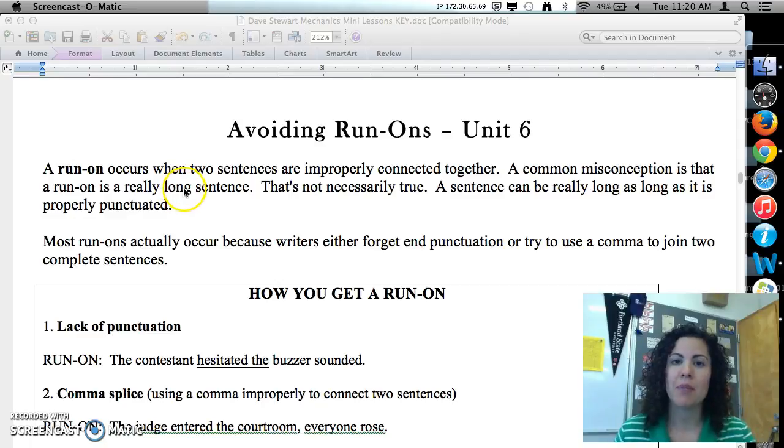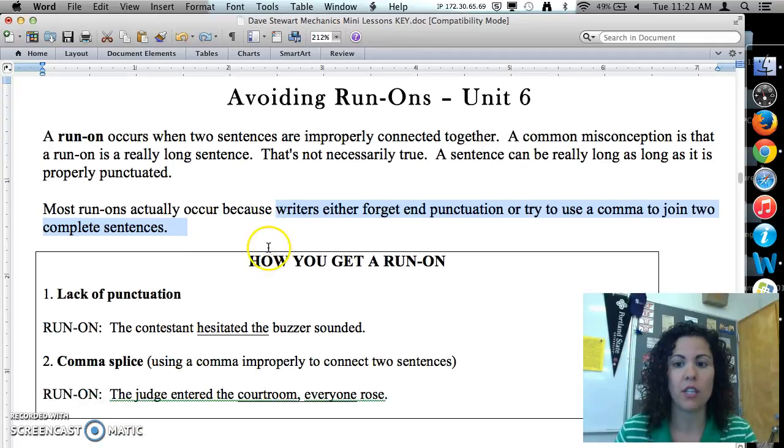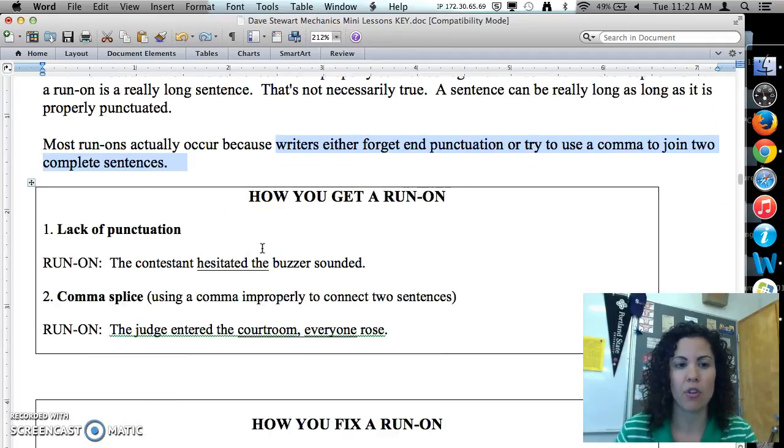A common misconception is that a run-on has to be a really long sentence. Not really true. A sentence can be really long as long as it's properly punctuated. Most run-ons actually occur because writers either forget the end punctuation or try to use a comma to join the sentences. So let's look at some examples of run-ons and how to correct them.